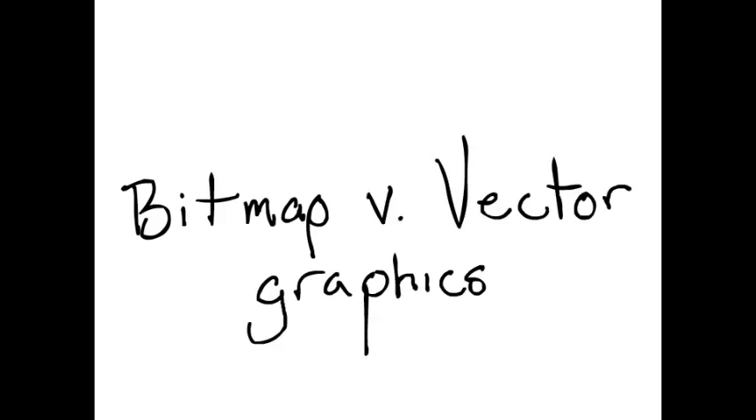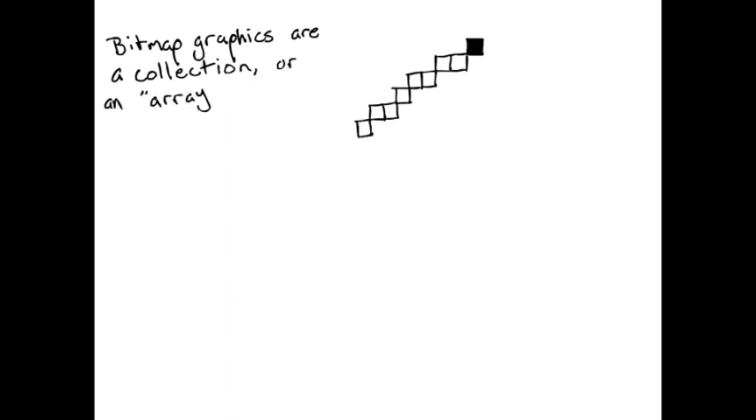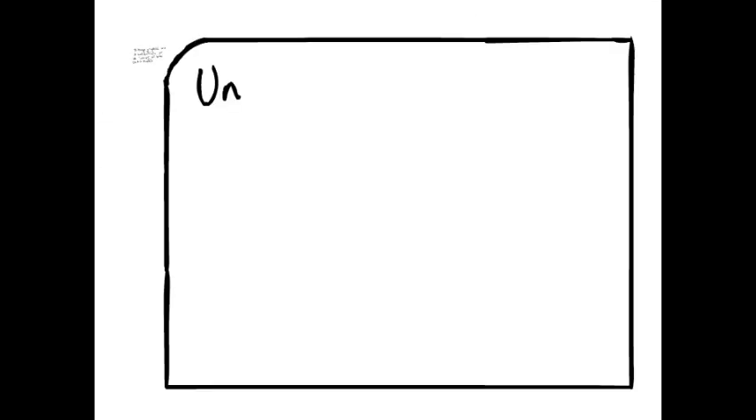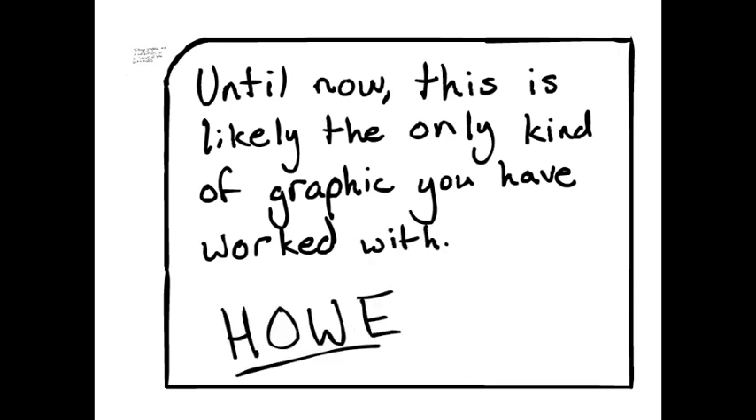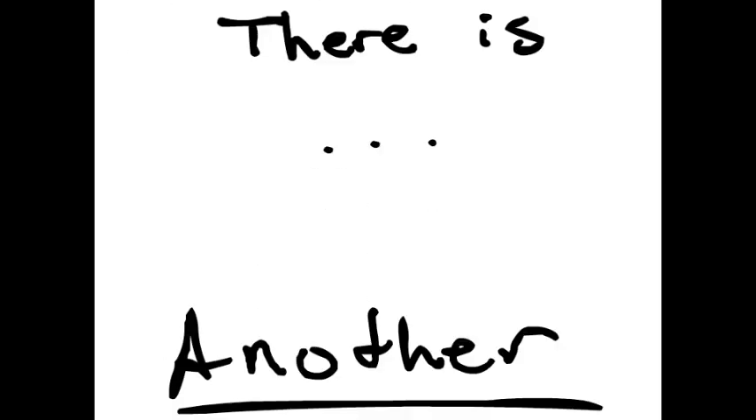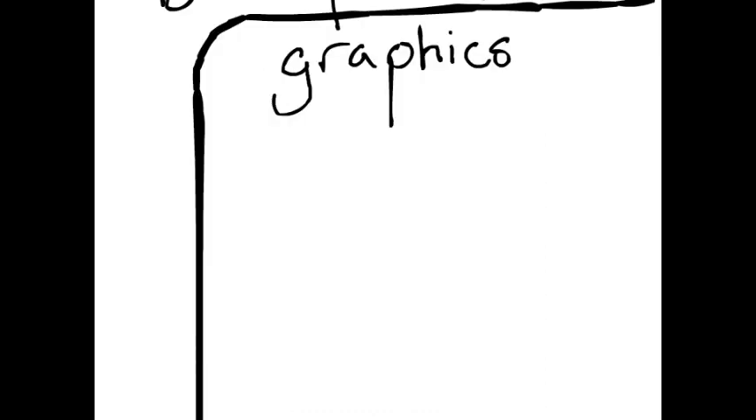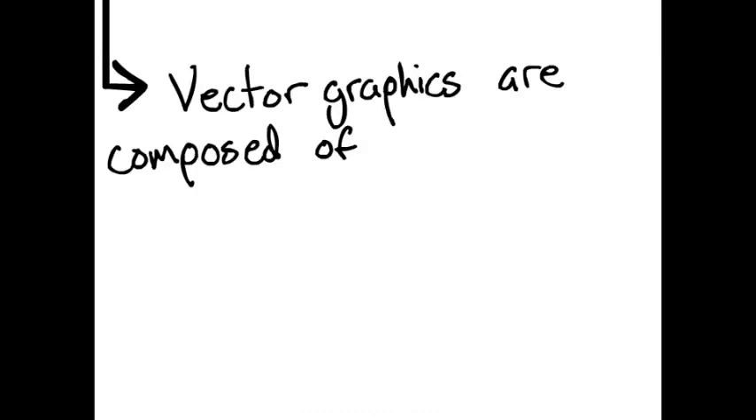Bitmaps versus vector graphics. Bitmaps are a collection or an array of bits, which are also known as pixels. Up until now, this is likely the only kind of graphic you've ever worked with. However, there is another. Vector graphics are paths which are plotted through mathematical algorithms.